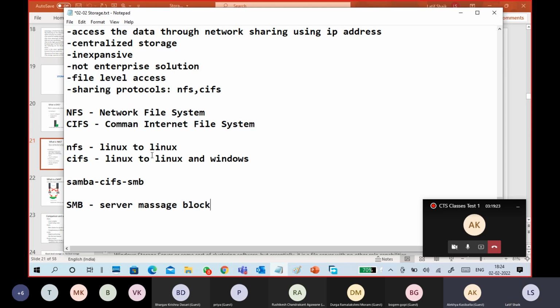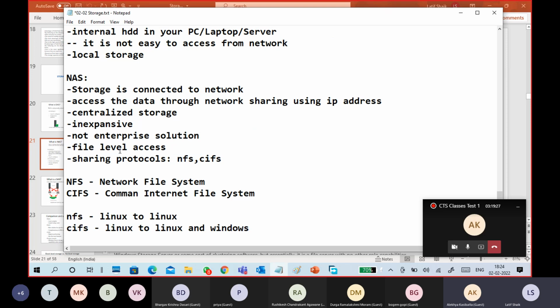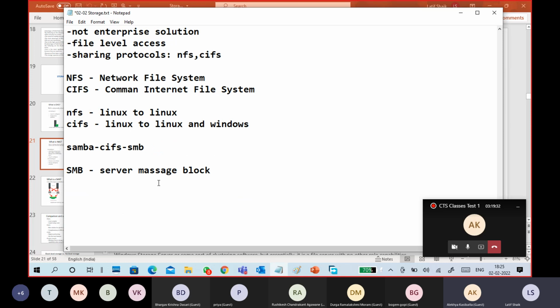Okay. So these are the protocols mainly we use in a NAS. It is a file level access. I think you may know how to share a folder, right? You open the sharing and you access the files and folders in the shared folder. So that is called NFS. Very simple. That is file level access. What is file level access?